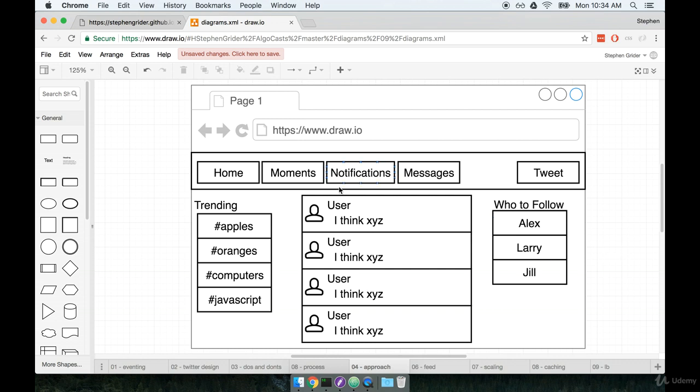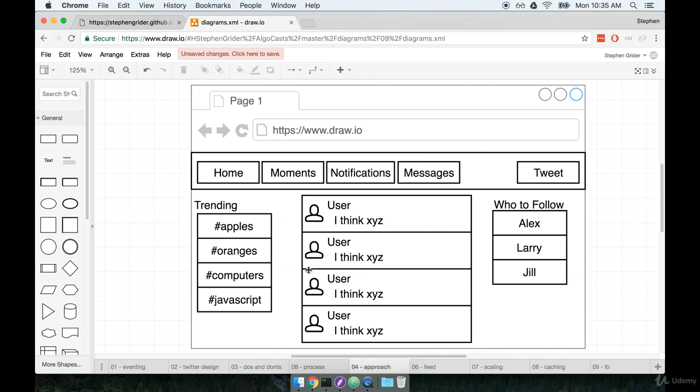So you don't have to be this detailed, but at least, for the purposes of this lecture and this course, I decided to put a lot of detail in here. But I would at least probably put on some boxes and say, here are where some trending tweets go. Here's where the user feed is. Here is a list of suggestions on who to follow. And then there's a moments feature, there's notifications, there's messages, and of course, my ability to tweet.